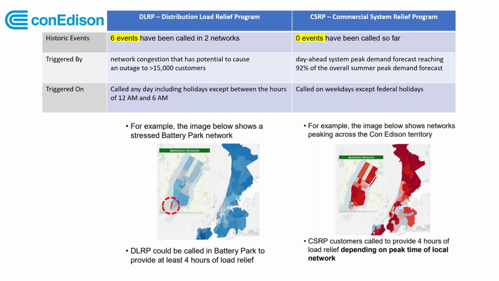The DLRP is triggered due to network congestion, while the CSRP program is declared depending upon the forecast for the next day. The DLRP can occur on any day, including holidays, except between the hours of midnight and 6 a.m. The CSRP program, on the other hand, gets called only on weekdays and it does not include federal holidays.